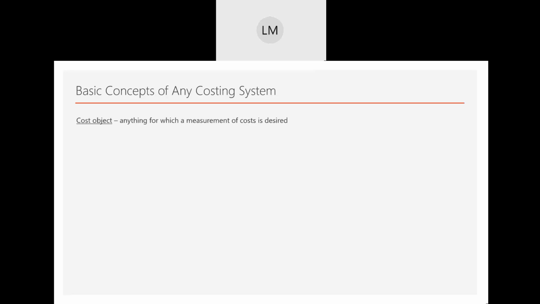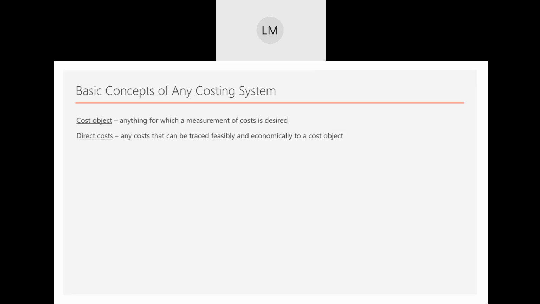It can even be a department. It can be a plant facility. There really are no limits to what we can use as a cost object. And so a cost object is anything for which a measurement of cost is desired. Direct costs are any costs that can be traced feasibly and economically to a cost object.